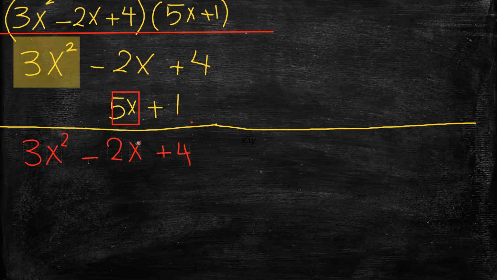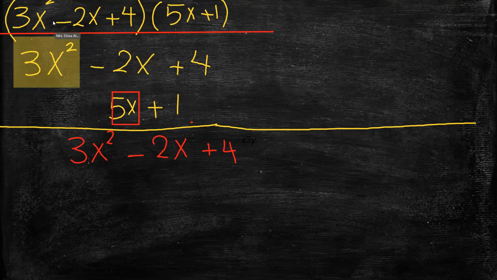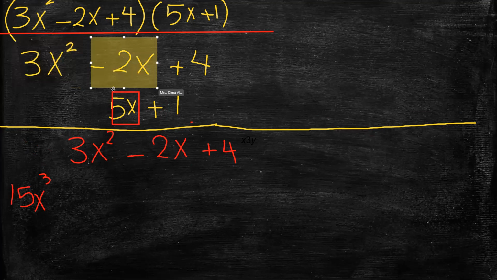And the answer is 5 times 3 is 15x cubic. Look here, I wrote the highest number, the first one, the highest degree, 5x cubic. Then I'll multiply 5x now with negative 2x. 5x times negative 2x, it's 5 times negative 2, it's negative 10. X times x, it's x squared.